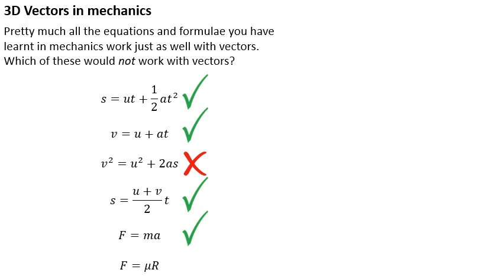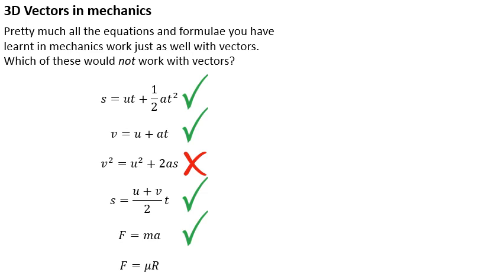Now, this one doesn't work: v squared equals u squared plus 2as, because it would require you to multiply vectors together. We can't square a vector. We can't do the velocity vector v multiplied by itself, not in the sense that this formula is referring to. In fact, one of the reasons this formula doesn't work is that it's very closely related to the conservation of energy formula for kinetic energy.